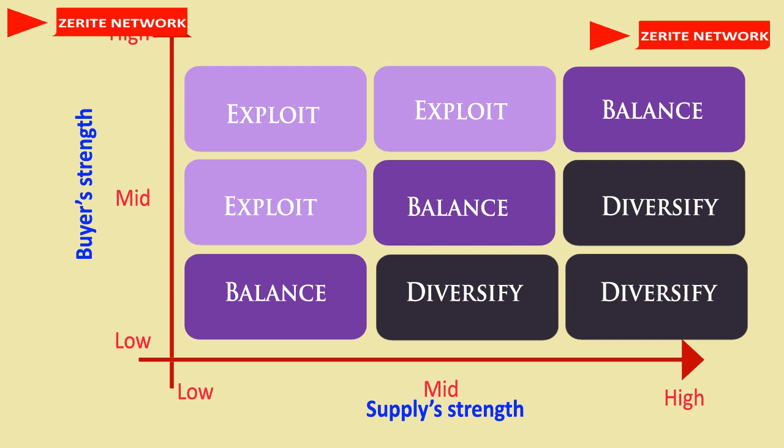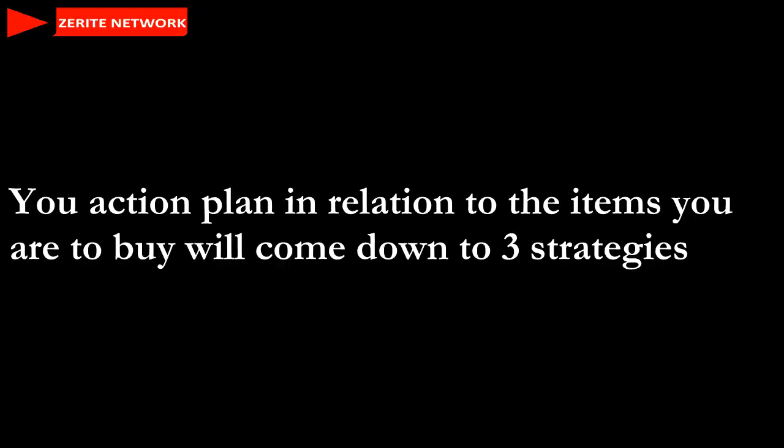That will give you three strategies. You're either going to exploit your suppliers, you're going to balance your strategy when you're dealing with them, or you're going to diversify as a strategy. What exactly does this mean? Well, what that means is coming up with your action plan, which is step 4. So your action plan, as we've already mentioned, will come down to three things, okay? Either you exploit, which is option 1.